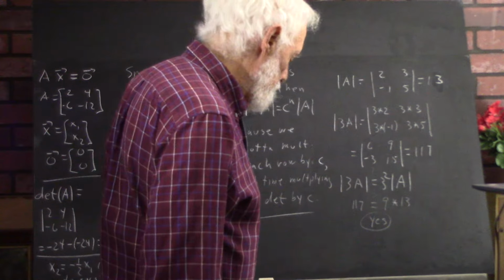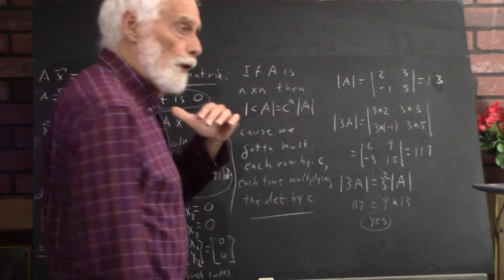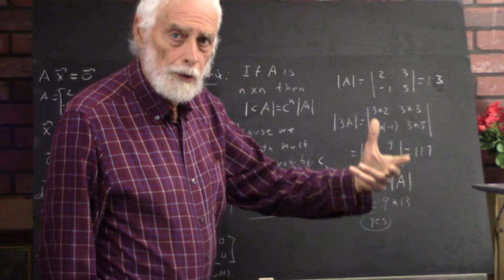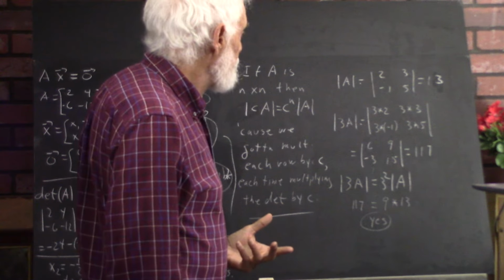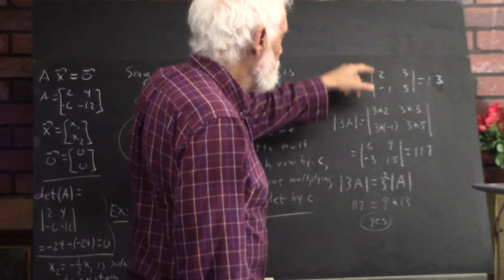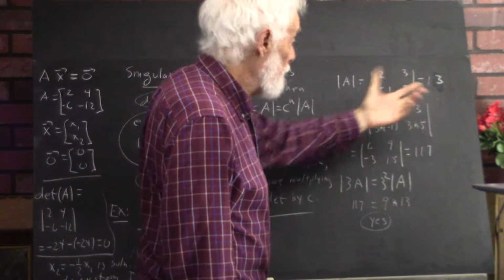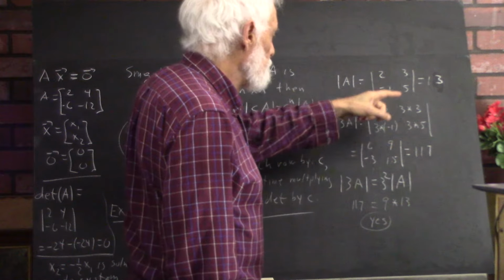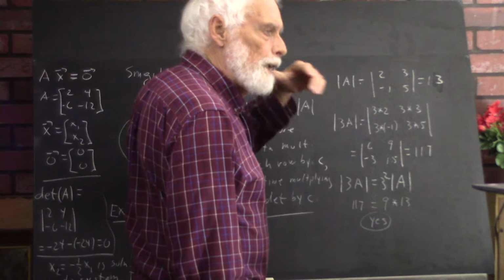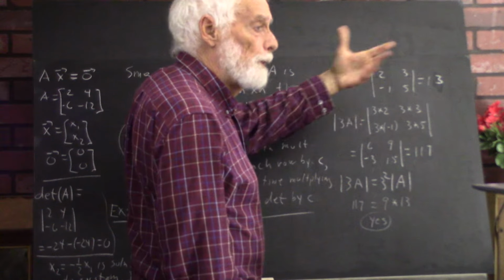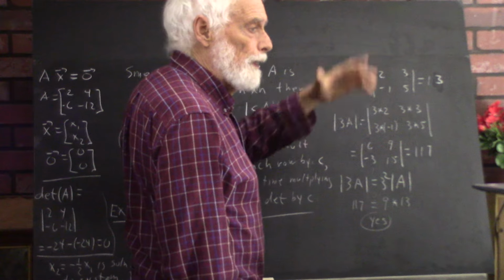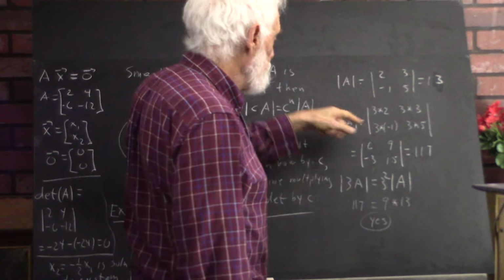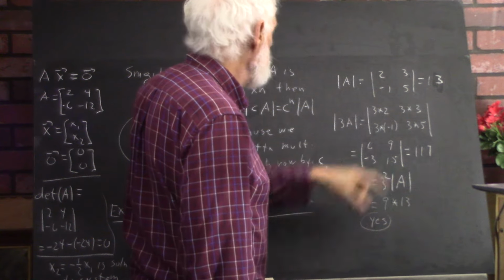This goes back to the idea that if you multiply a row of a matrix by a constant number, you multiply the determinant of the matrix by that number. To get this matrix from this one, you have to multiply the first row by 3, and then take that matrix and multiply the second row by 3. When you did the first row by 3, you multiplied the determinant by 3, and when you did the second row by 3, you multiplied the determinant by 3 again, so you multiplied the determinant by 3 squared.